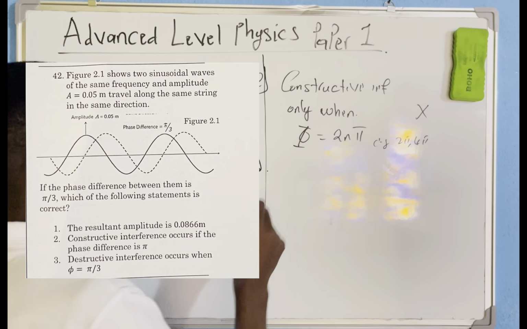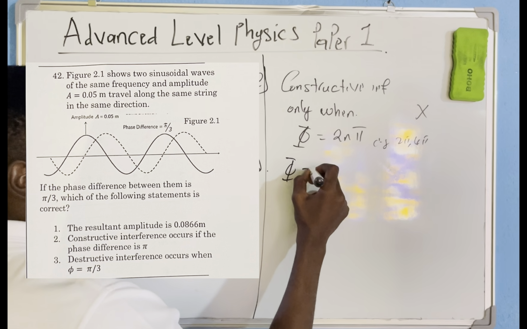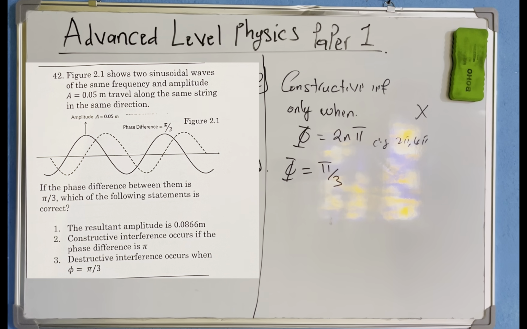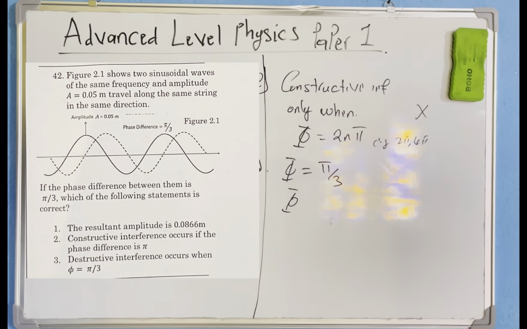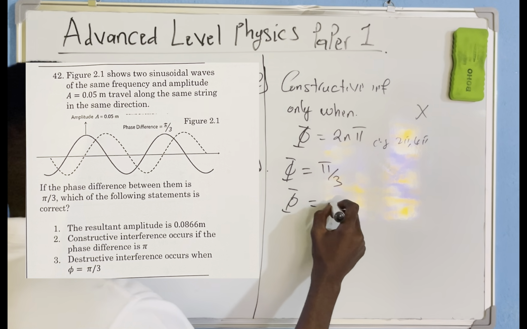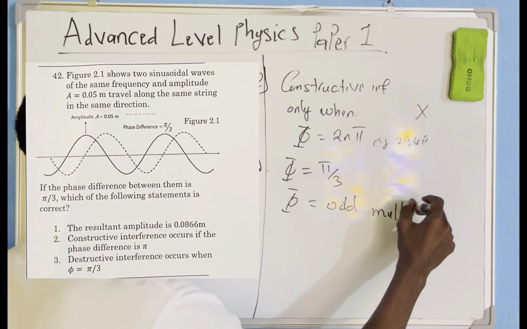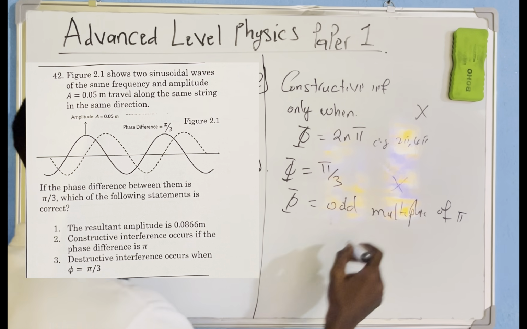Now let us go to statement 3: destructive interference occurs when phi takes the value pi over 3. From the definition, destructive interference occurs when the phase difference is written as an odd multiple of pi. So statement 3 is also wrong.